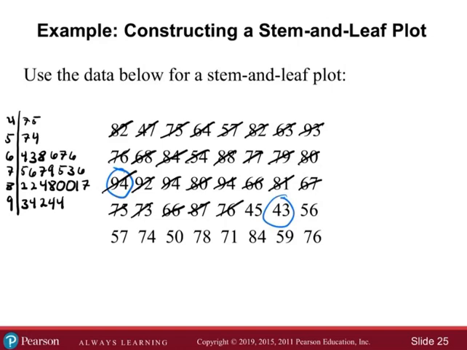45. 43. 56. Okay. 57. 74. 50. Okay. 78. 71. Ooh, I'm running out of space. 84. 59. And 76. Okay. Put a 6 there. I'm kind of out of space. I think I can generate some space.